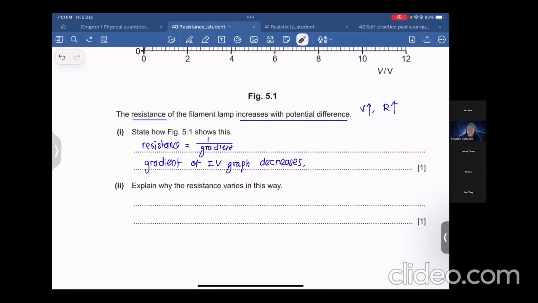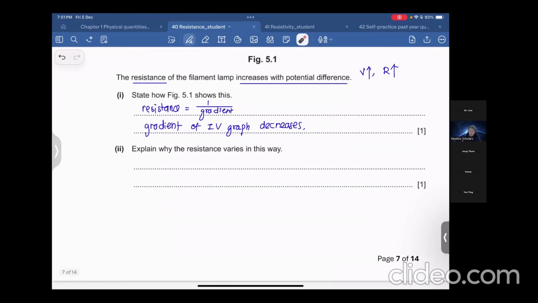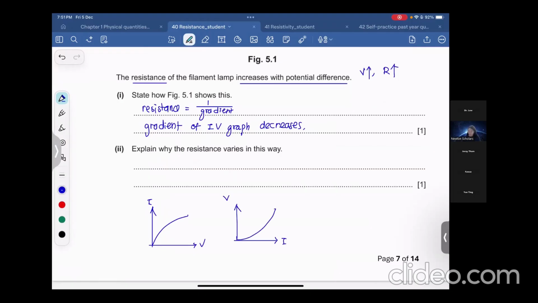Let's say I don't want to say others, let me think. If now the case is IV, the graph is like this. If we change it to VI, how would your graph be, for increasing resistance? Actually, your graph will be like this. Can you see that here? I draw the line.